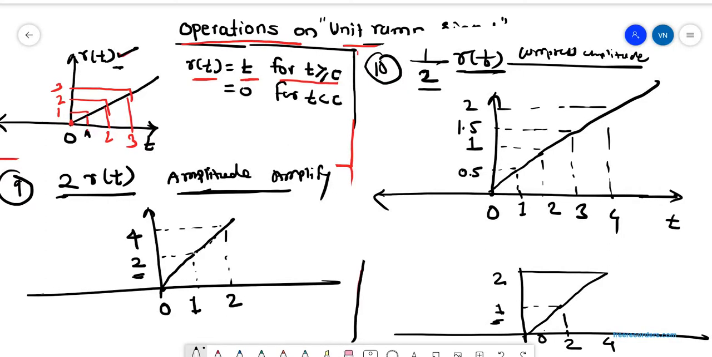So basically this is all about the unit ramp, and I have defined different operations on unit ramp functions: how to draw the different operations, how to find them, how to shift them. So I think now you understand how to do these operations on unit ramp functions.